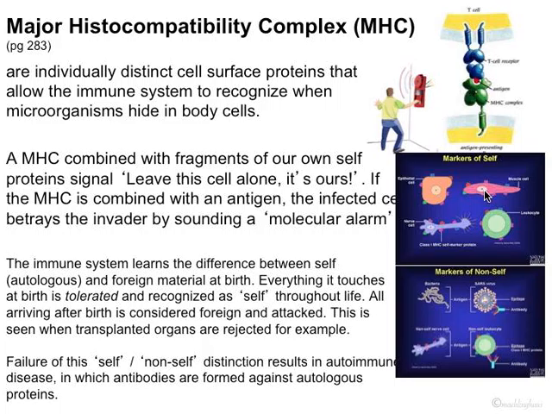Failure of this self-non-self recognition or distinction results in an autoimmune system. So we actually have antibodies, which are part of that humoral immunity. Those are protein-based, and they fail to understand the self-non-self distinction, and then that results in an autoimmune disease in which the antibodies are formed against the body's own proteins and attack them. And that, of course, is a problem.